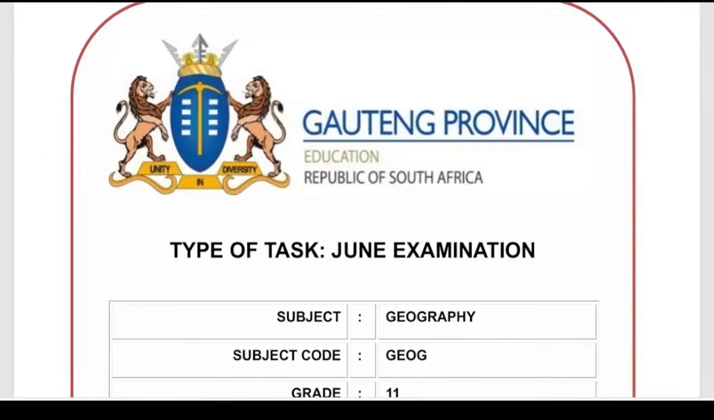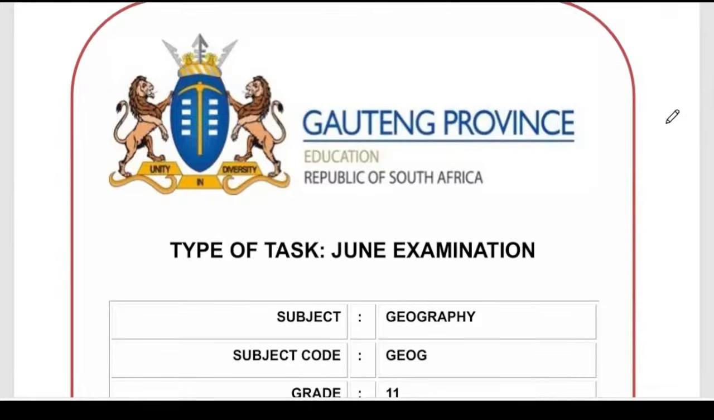Welcome to the discussion on junior examinations for geography grade 11. We are going to go through this junior examination task, and elaborate on how best we can respond to the given set of questions, to assist you and prepare you for the upcoming examinations as a guide.